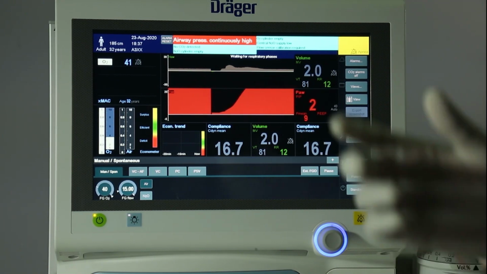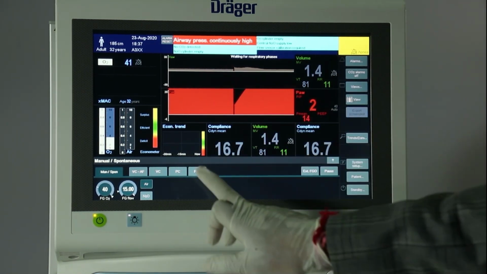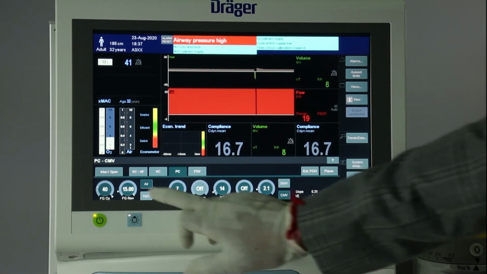Once you recruit the lung, it should be followed by 8 to 10 centimeter of H2O PEEP, either with pressure control ventilation or volume control ventilation.